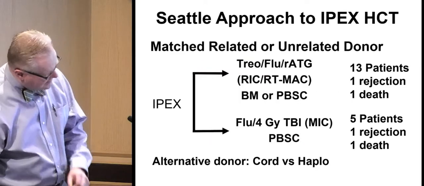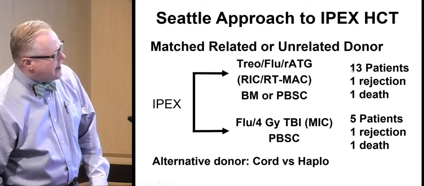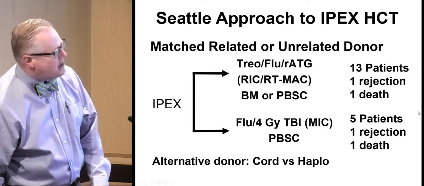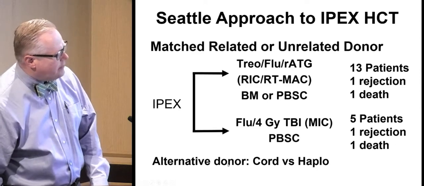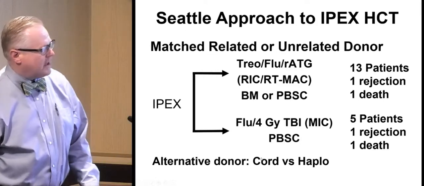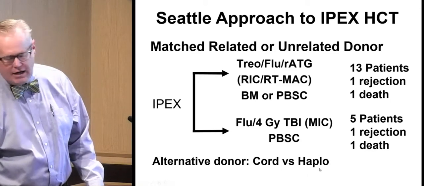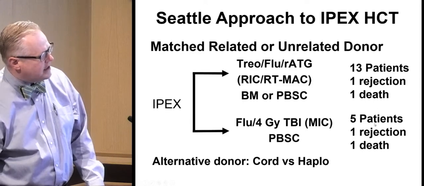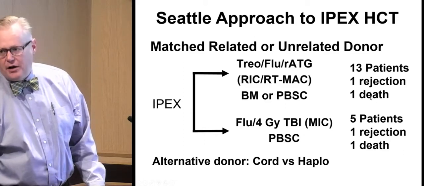We've now transplanted 19 patients with IPEX in Seattle. Among these, there are 13 patients that we've transplanted on the first regimen. We've had 1 graft rejection and 1 death on this arm. There were 5 patients on the mini transplant regimen, with 1 rejection and 1 death on this arm. And then we had 1 patient that had a fully myeloablative regimen, which was really a salvage therapy. The patient was in terrible shape, using a cord blood donor, and he died early post-transplant. But with these 2 regimens, which are really our go-to regimens, the overall success has been very good, and these patients are clinically much, much better post-transplant.